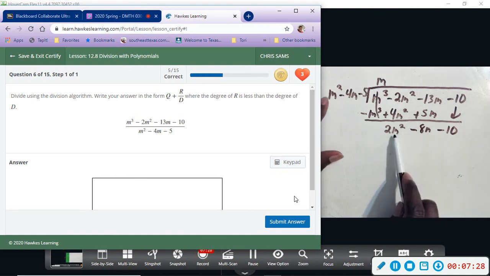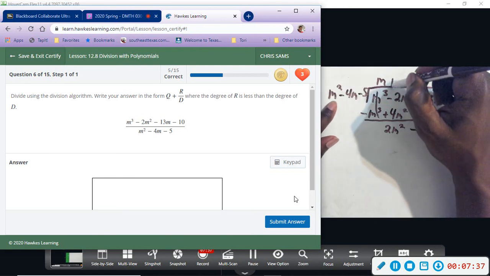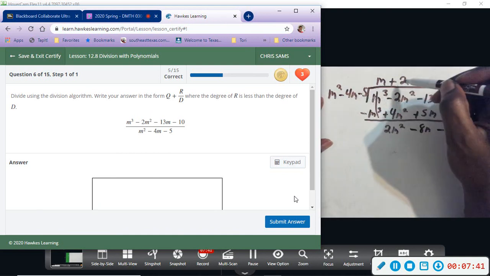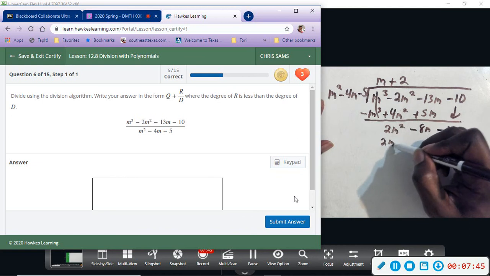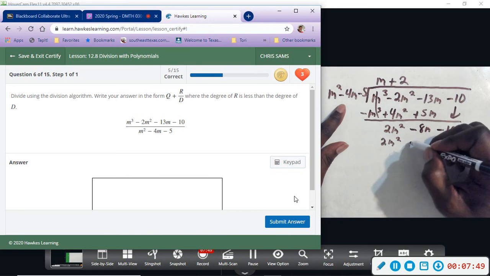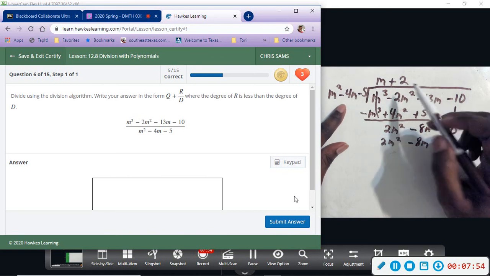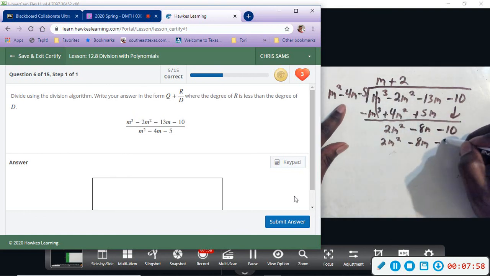Alright, so focus on the first term only. So m squared and 2m squared. To get these to be the same, I just need that 2 out front. So I need to multiply by a positive 2. So m plus 2. Now we're going to multiply everything by 2. 2 times m squared, 2m squared. 2 times negative 4, that will give me a negative 8m. And then 2 times negative 5 will give me a negative 10.